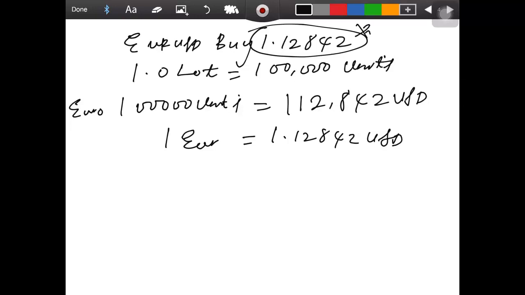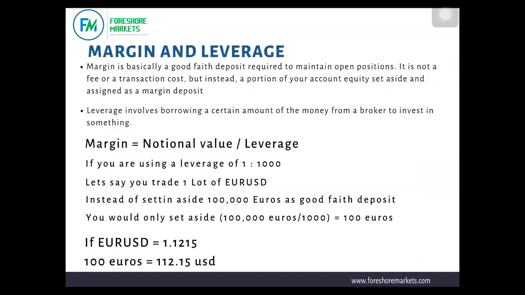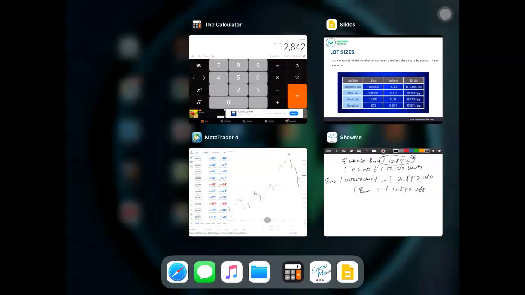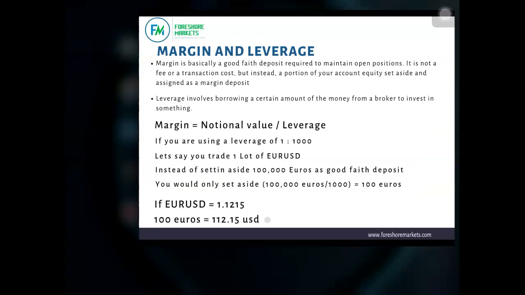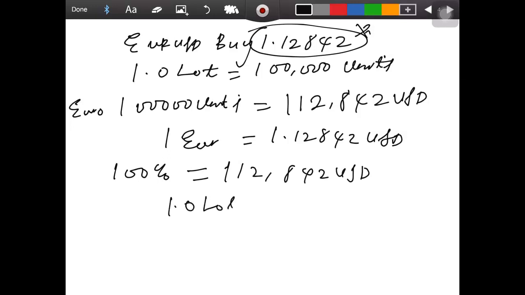Okay, so that is why I'm saying we are taking this concept of your units further to understand the significance of your unit in your pip value, your dollar per pip value, your profit calculation, and also in your margin and your leverage calculations. I'm going to spend a lot more time on this video, probably up to 30 minutes, so you can get the concept. For us to pay 100% margin, we need to pay 112,842 USD to buy 1.0 lot of the euro USD pair. In other words, we want to buy 100,000 units of the euro using the dollar. This is what you need.